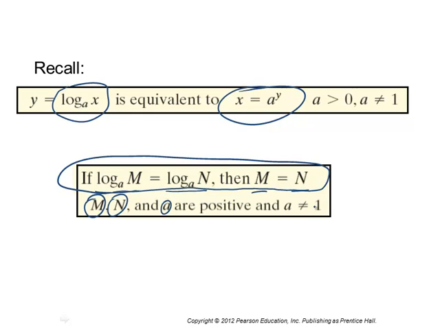And it doesn't make sense for 1 to be the base of a logarithm, so we'll assume that a is not equal to 1. a could be a positive fraction, like 2/3 or 3/5 or whatever, and a could be greater than 1. But a is not going to be 0 or negative, and a is not going to be 1.